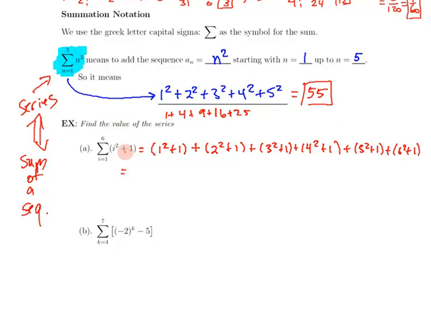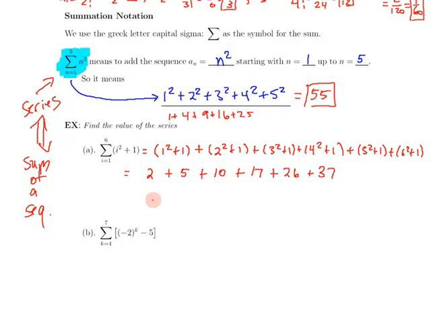Now I'm going to evaluate each of these expressions. 1 squared is 1 plus 1 is 2. 2 squared is 4 plus 1 is 5. I'm jumping ahead, I apologize. 3 squared is 9 plus 1 is 10. 4 squared is 16 plus 1 is 17. 5 squared is 25 plus 1 is 26. And 6 squared is 36 plus 1 is 37. We can plug them all into our calculator, or we can add them up by hand. We end up with 97 as our final answer.